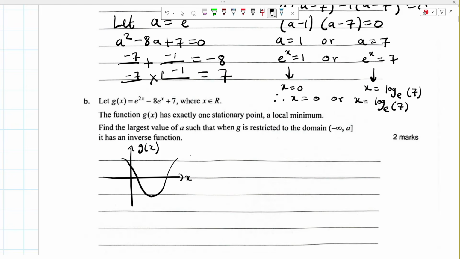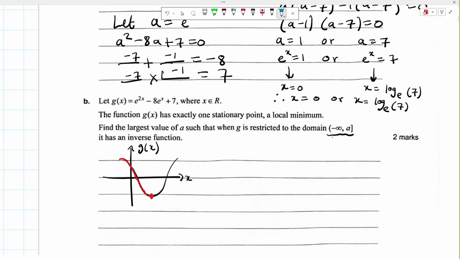Find the largest value of a such that when g is restricted to the domain of negative infinity to a, it has an inverse function. So remember, what's the condition that you need to have an inverse function? You need to be 1 to 1, right? So what could we restrict the graph to so that it becomes 1 to 1? Well, if you think about it, if I get the graph all the way from here to here, and I cut it off right at the local minimum, then it's going to be 1 to 1. It's going to have an inverse function, right?